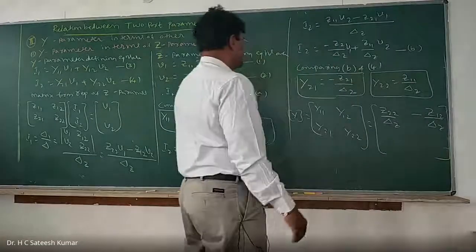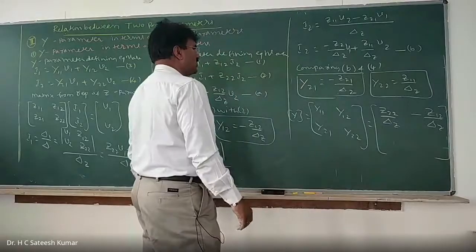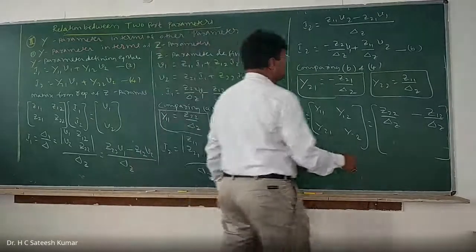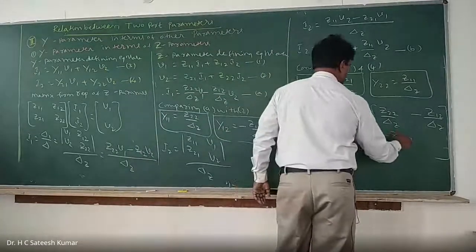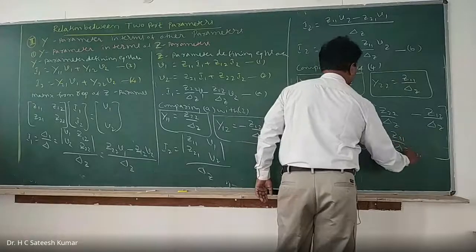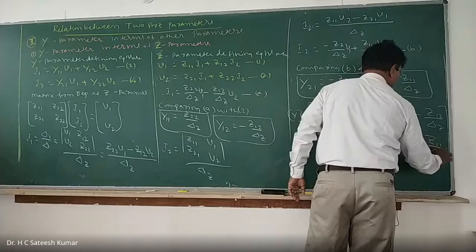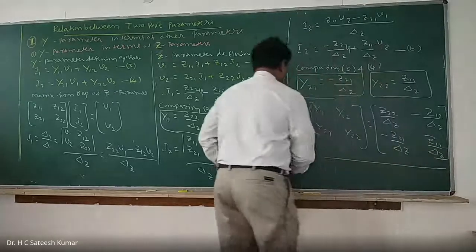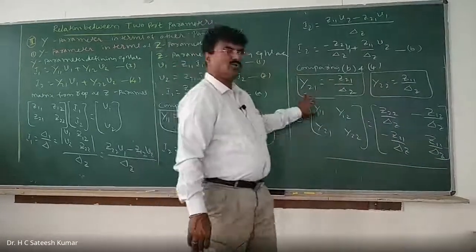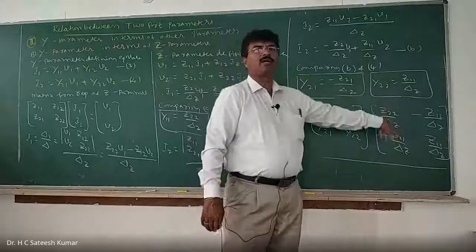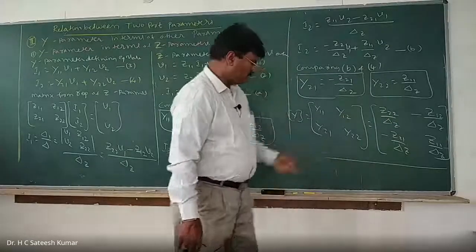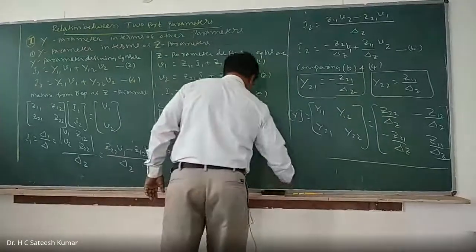Similarly, what do we have? Y21 is nothing but minus Z21 divided by delta Z, and Y22 is Z11 divided by delta Z. That's it. So we represented the Y parameters in terms of Z parameters, right? Now we should go for the next parameter.